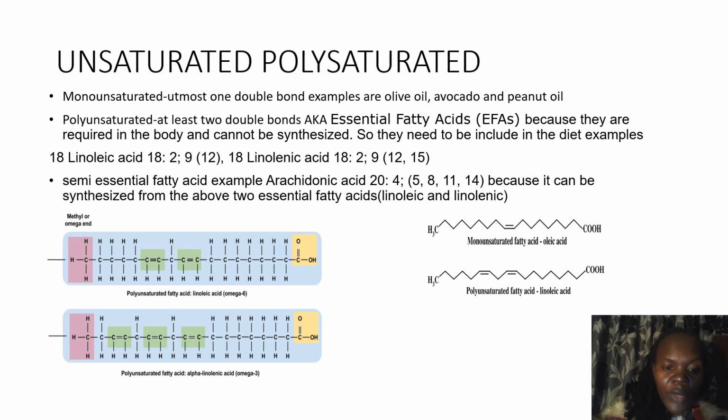11, balance with the hydrogens. 12, double bond again, and 13. 14, no double bond, balance the hydrogens. 15 and 16, another double bond, and then we have 17 and then 18. So this is linolenic. We have the alpha side and the omega side.